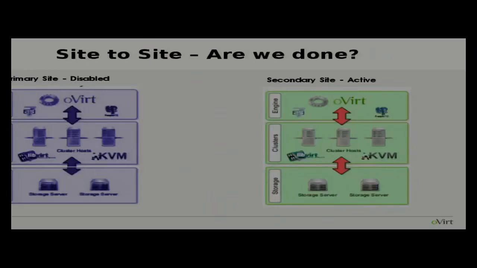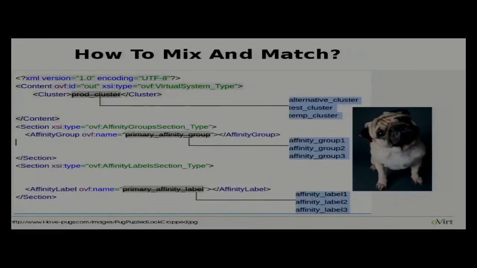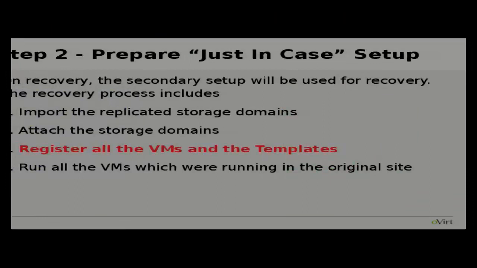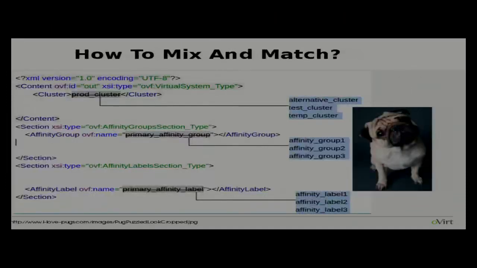So after all, this is how it will be done. The primary site will be disabled, basically, and the secondary site will be active with attached storage domains. As I mentioned before, there is the register of the VMs and the templates, but there is a problem here. The problem is that the OVF is updated with the primary site. The primary site has different clusters, different permissions, different networks, and the user needs to make some changes in the OVF for them to be registered in the secondary setup. So he needs to choose which cluster to use when you register the VM, for example, an alternative cluster, or a different affinity group, or different permissions.